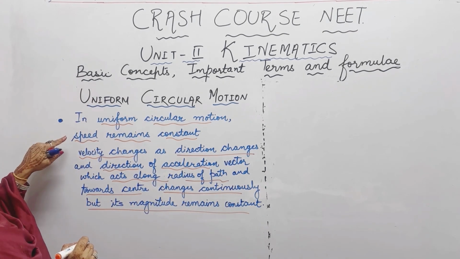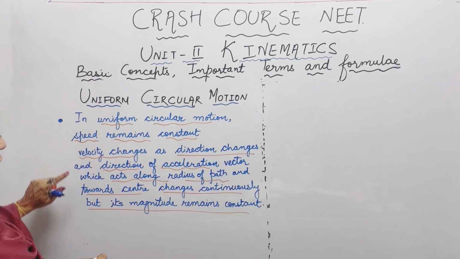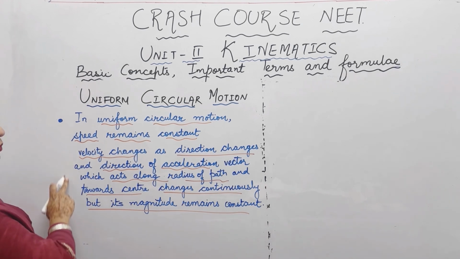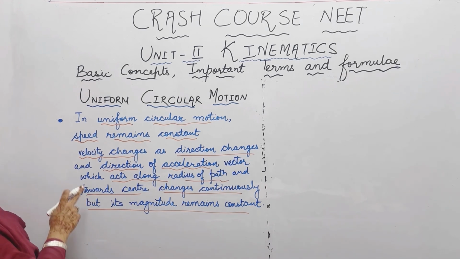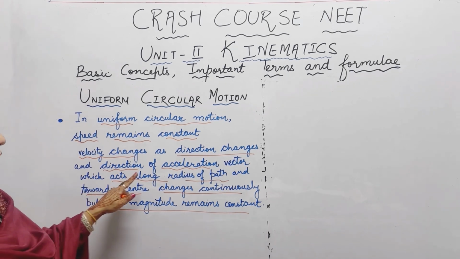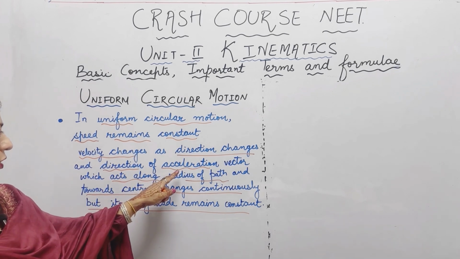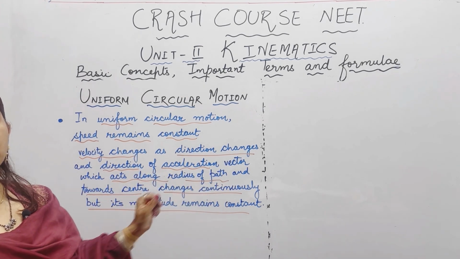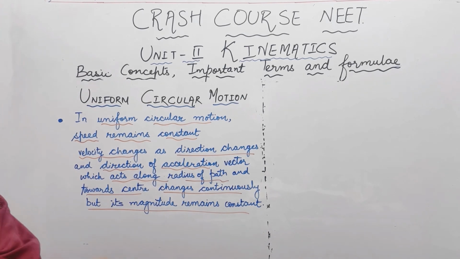So magnitude, either we are talking about speed, about velocity or acceleration, it is going to remain the same, but the direction keeps on changing at every point in case of velocity as well as in acceleration, and the acceleration is always along the radius of the path and towards the center of the circle.